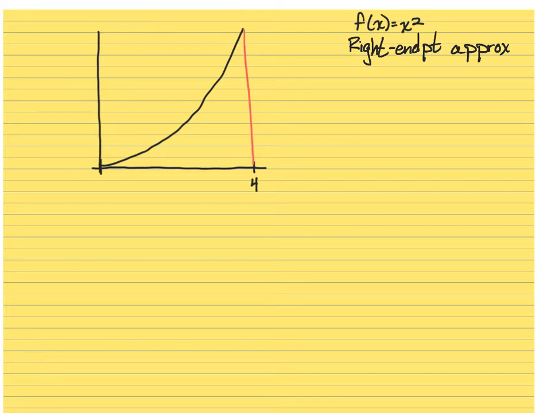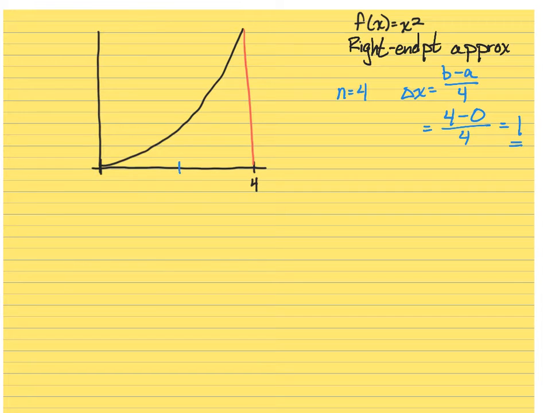The first thing we do is we figure out, okay, how many rectangles do we want to cover this with? So let's start with n equals 4. Okay, so if we use n equals 4, then delta x is b minus a over 4, or in our case, 4 minus 0 over 4. So each rectangle will have a width of 1. Now with the right endpoint rule, remember, and we could draw this in.